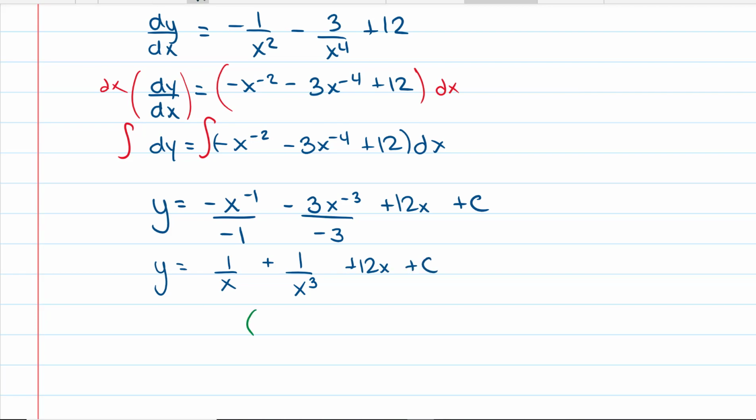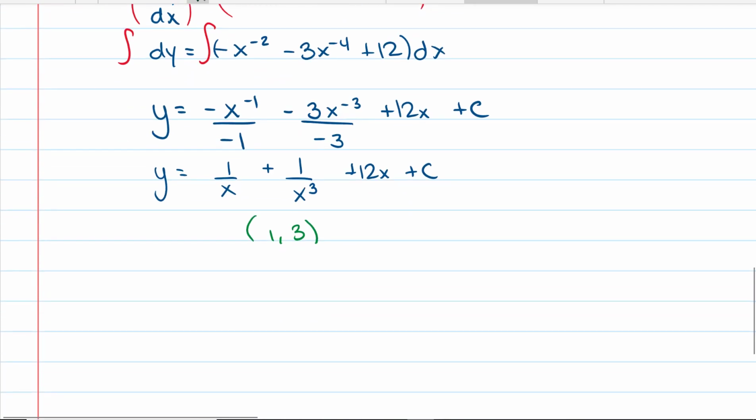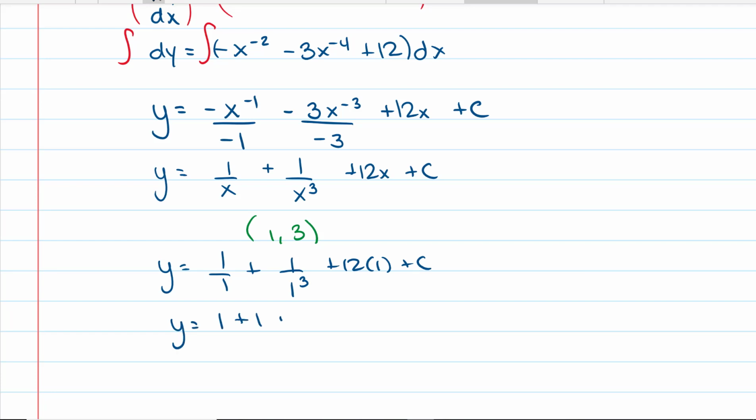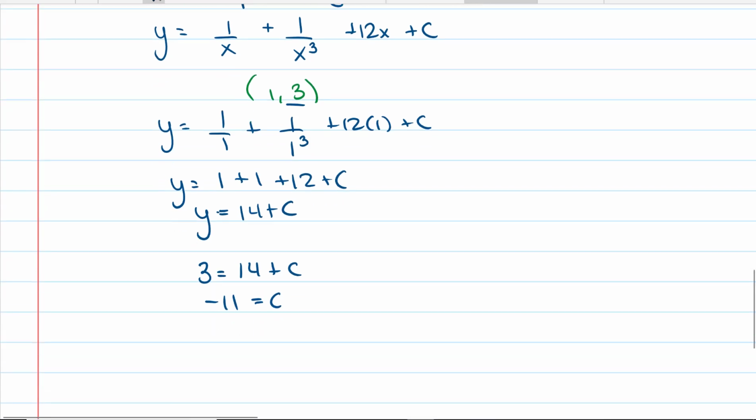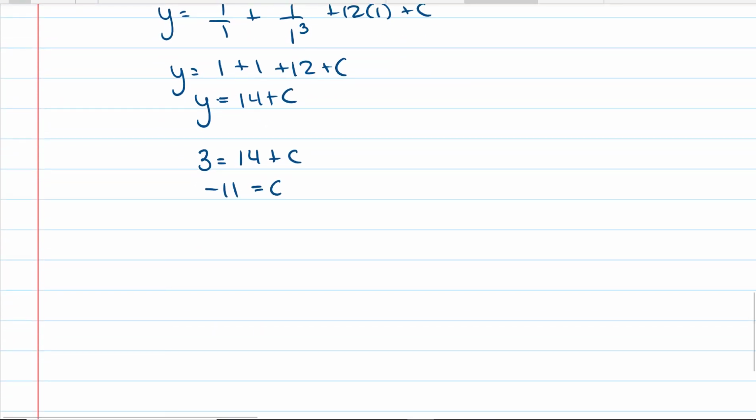Now we're going to use our point (1, 3). And we get y is equal to 1 over 1 plus 1 over 1 cubed plus 12 times 1 plus c. y is equal to 1 plus 1 plus 12 plus c. y is equal to 14 plus c. And our y value is 3. So you get 3 is equal to 14 plus c. So c is equal to negative 11. So our particular solution is y equals 1 over x plus 1 over x cubed plus 12x minus 11.